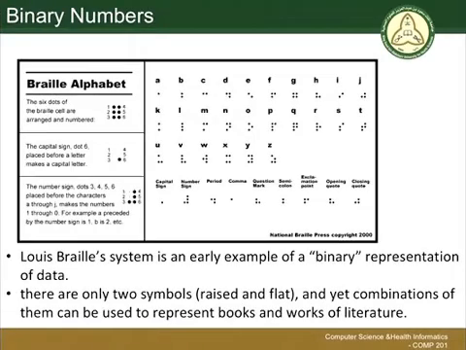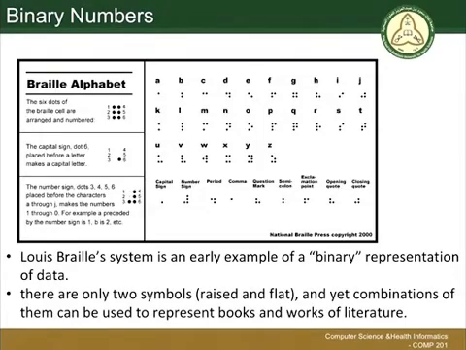and that's why we need to talk about the binary number. To explain the idea of binary number, let's talk about a system that uses an idea similar to the binary number. This system is called Louis Braille system. If you know Braille, he is a person who is blind and he created a language for the blind people. Louis Braille system is an early example of binary representation of data.